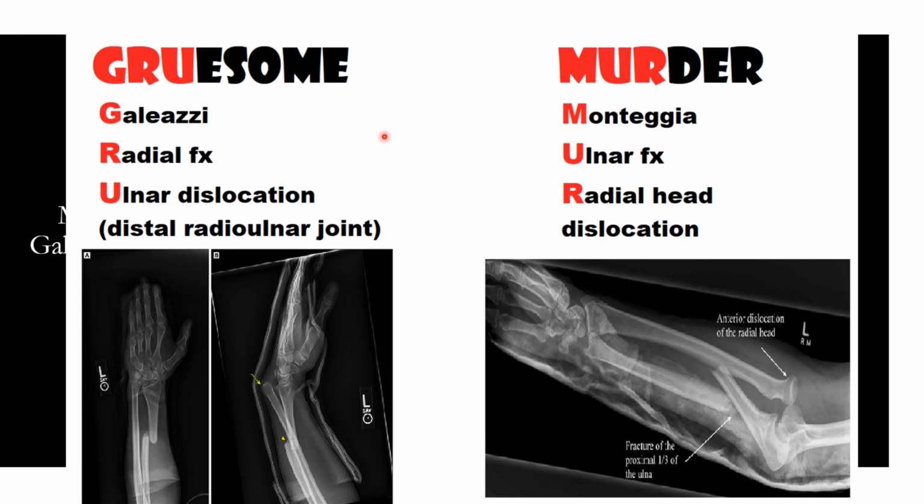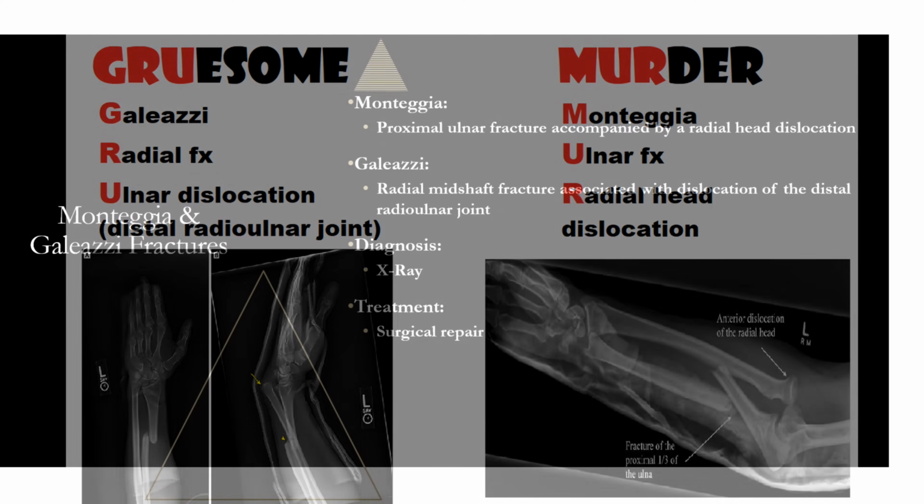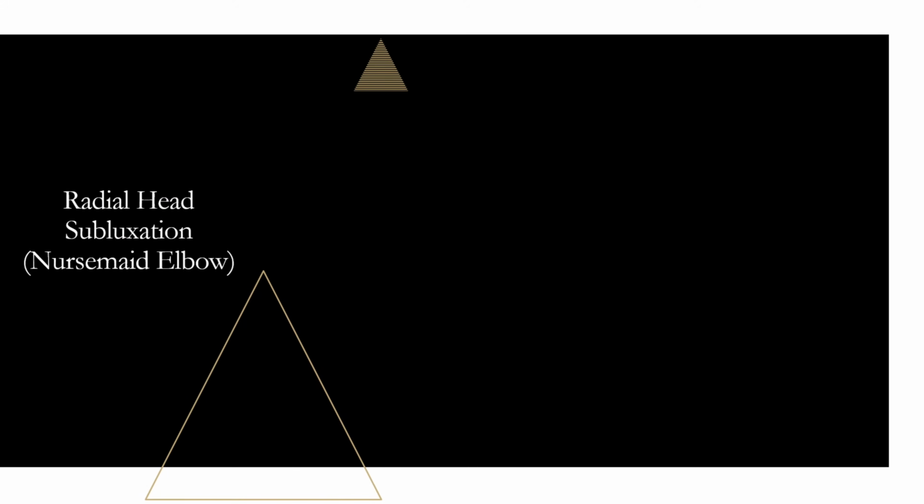So again, remember when you have a Monteggia or a Galeazzi, and you can't remember which is which, just remember gruesome murder. GRU, Galeazzi, radial fracture, ulnar dislocation, aka distal radial ulnar joint, and then murder stands for Monteggia, ulnar fracture, radial head dislocation, and you'll never forget which is which. That's the highest yield thing to know.